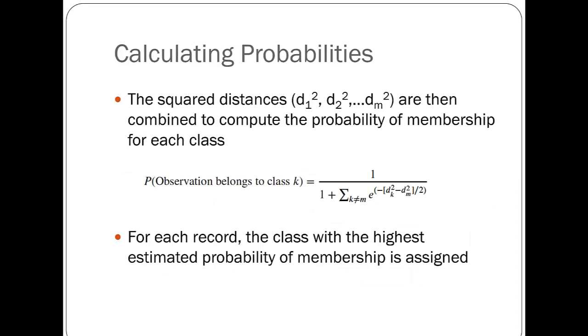How do we calculate the probabilities that go along with these squared distances? Probability that an observation belongs to class K. If we have m different classes, we can find the probability that each of the m classes is going to be predicted just by using this formula here. And then we would say the class with the highest probability is the one where membership is going to be assigned, and of course that's going to correspond to the one with the least distance.